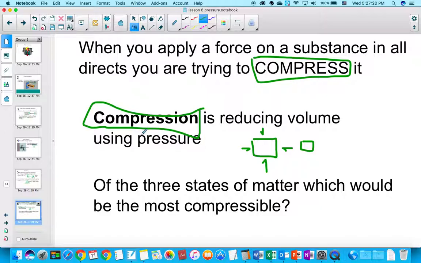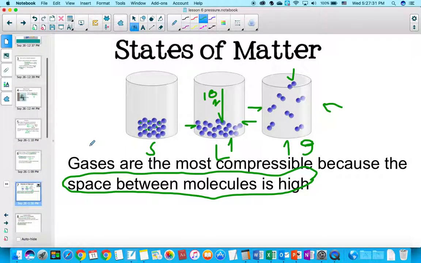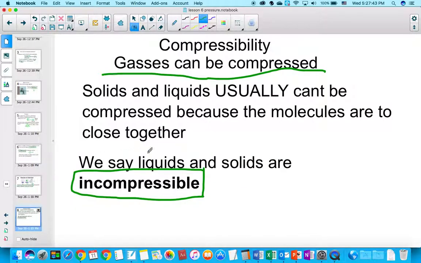Compression is the act of applying pressure in all directions to reduce volume. So it's the act of reducing volume using pressure. And the one state of matter that's usually compressible are gases. And that is because the space between the molecules is very, very high. You need to know that liquids and solids that can't be compressed are called incompressible.